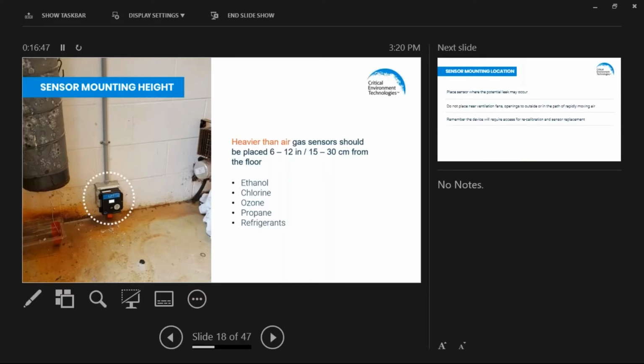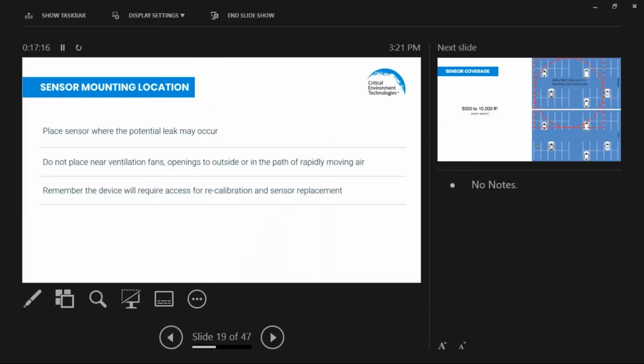And with heavier than air gas sensors, you're going to keep them approximately 6 to 12 inches above the finished floor, such that cleaning equipment or movement of items around the floor are not going to damage them. And an example of some of the heavier than air gases: ethanol, chlorine, ozone, propane, most refrigerants, etc.